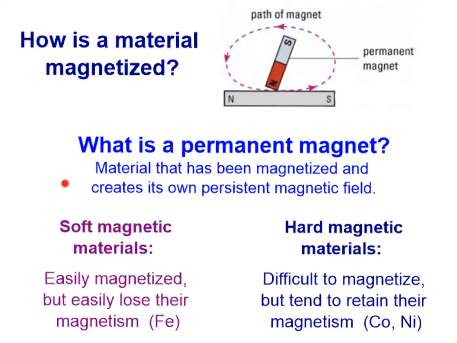First, let's talk about something called a permanent magnet. A permanent magnet is simply a material that's been magnetized, and it creates its own persistent magnetic field. Let's say we have a piece of iron here that is not magnetized. It can become a permanent magnet by being stroked with a permanent magnet. If this is already a permanent magnet, it can be stroked and magnetized.